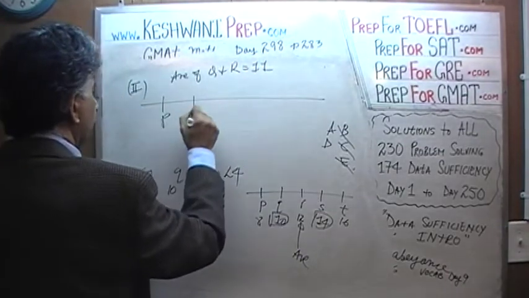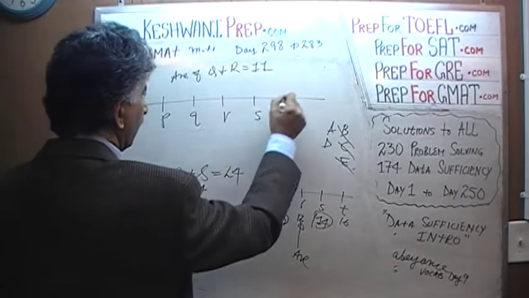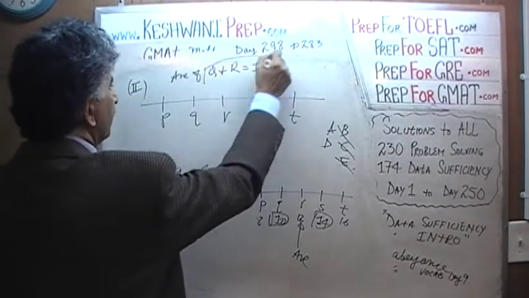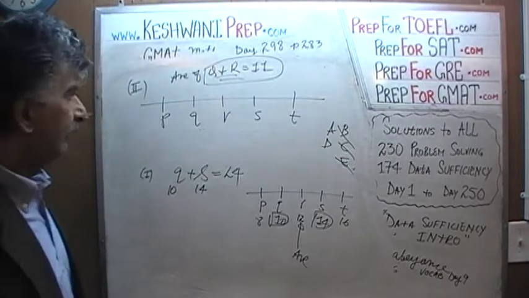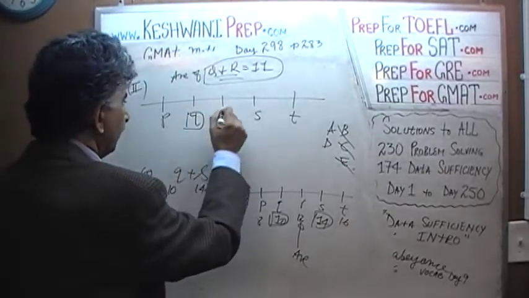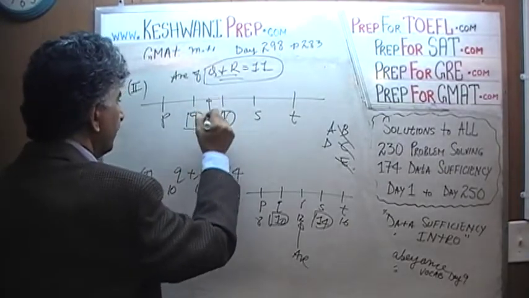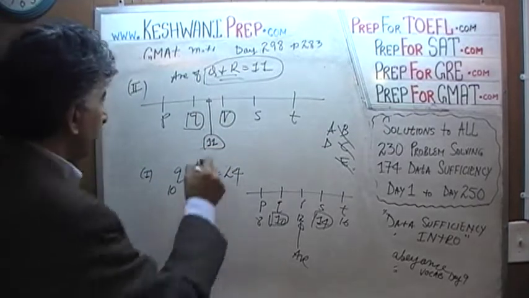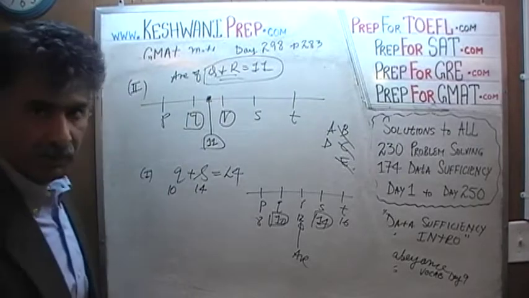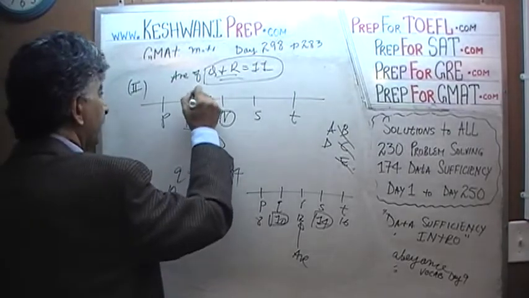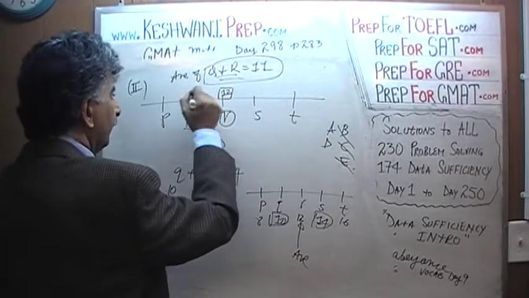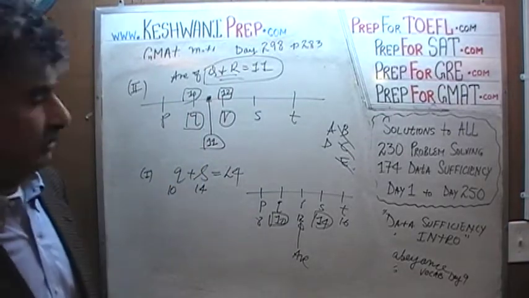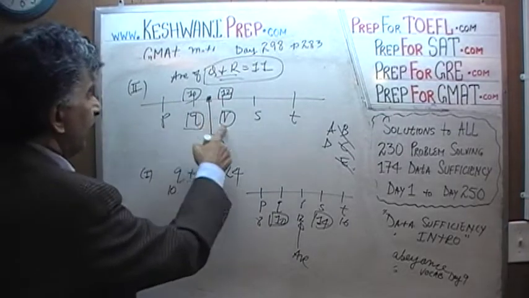Again, P, Q, R, S, and T. We are told that the average of Q and R is 11. Here's our Q, here's our R, and their average is 11 right here. This is their average, which is the middle number. That's 11. Well, if the number that falls right in the middle is 11, then this guy must be 10 and this guy must be 12.